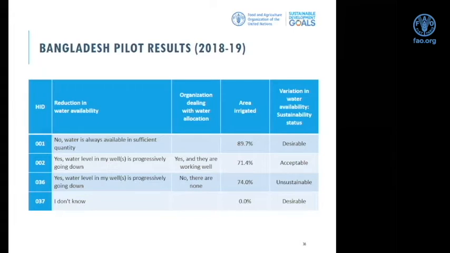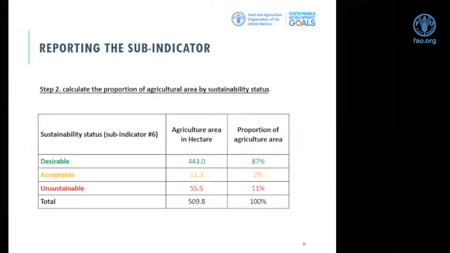Now, in terms of sources of irrigation, it could be canals, a river, a lake, or a tube well or open well. So we are considering all sources of irrigation. The last step is exactly similar for the rest. We add up the agriculture areas classified as green, yellow and red, and then we divide by the nationally representative agriculture area, and we calculate the proportions.